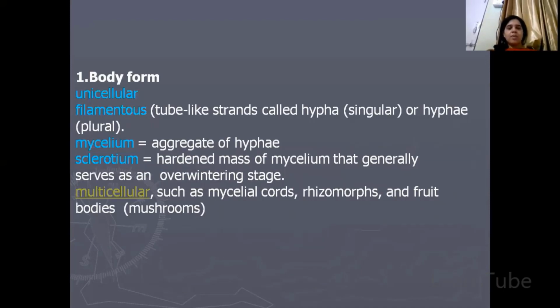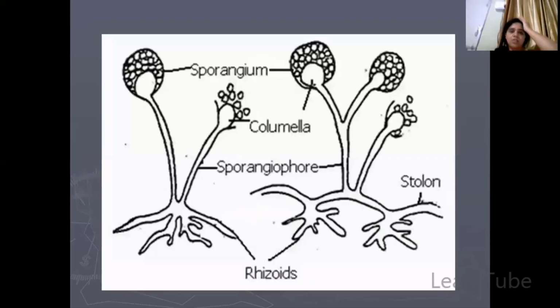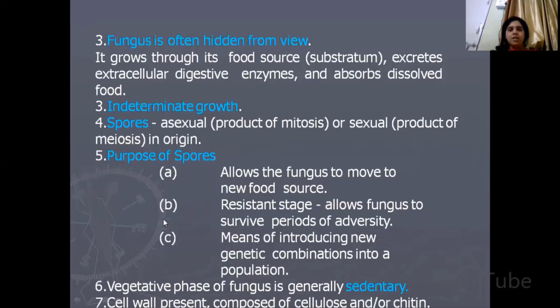So the place where the spores are stored is known as the sclerotium, and multicellular forms include mycelial cords, rhizomorphs, and fruit bodies, that is, mushrooms. So those come under multicellular. Here you can see the sporangium or sclerotium, which contains spores. These are the sporangiophores, which hold the spores, and these are the rhizoids or stolons, which are embedded in the host cell.